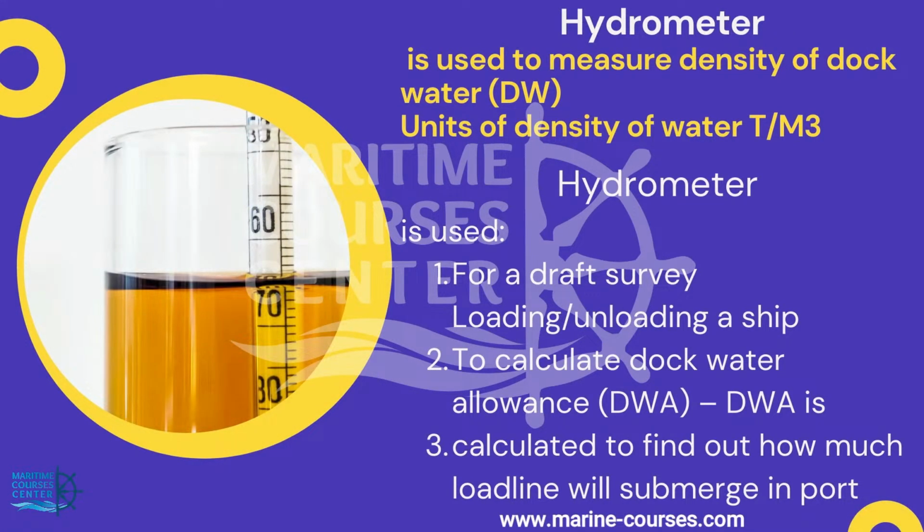Hydrometer. As you can see here, we have a picture of hydrometer, and this hydrometer is used to measure density of dock water, and the unit of density of water is kg per meter cubed.